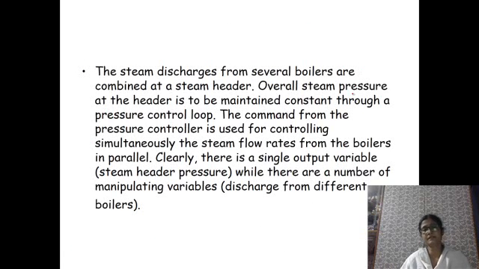The steam discharge from several boilers is combined at a steam header. Overall steam pressure at the header is to be maintained constant through a pressure controller. The command from the pressure controller is used for controlling simultaneously the steam flow rates from the boilers in parallel. So there is a single output variable, that is the steam header pressure, while there are a number of manipulated variables, that is the discharge from different boilers.